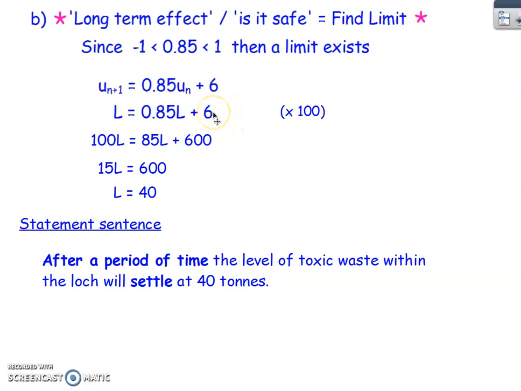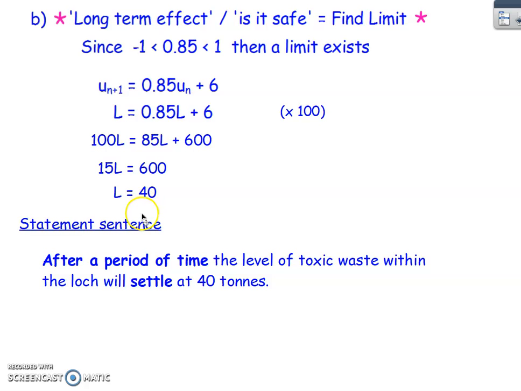Please remember, you've got to multiply the 6 as well by the term that you've decided, in this case 100. We then take away 85L, giving me 15L equals 600. We divide by 15, so our L equals 40. Now we don't just leave it as that, we've got to write a statement.